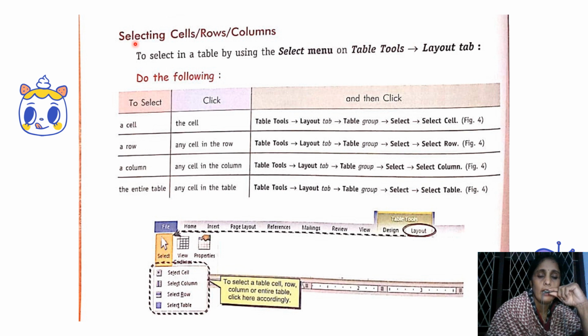Now let us learn how to select cells, rows and columns in a table. To select a cell, first you click in that cell and, under Table Tools, select the Layout tab. From the Tables group, click on the Select option, that yellow icon. When you click on the Select icon, you will get a drop down menu below. From there, you have to click on the Select Cells option. Like that, you can select rows, columns and the entire table.